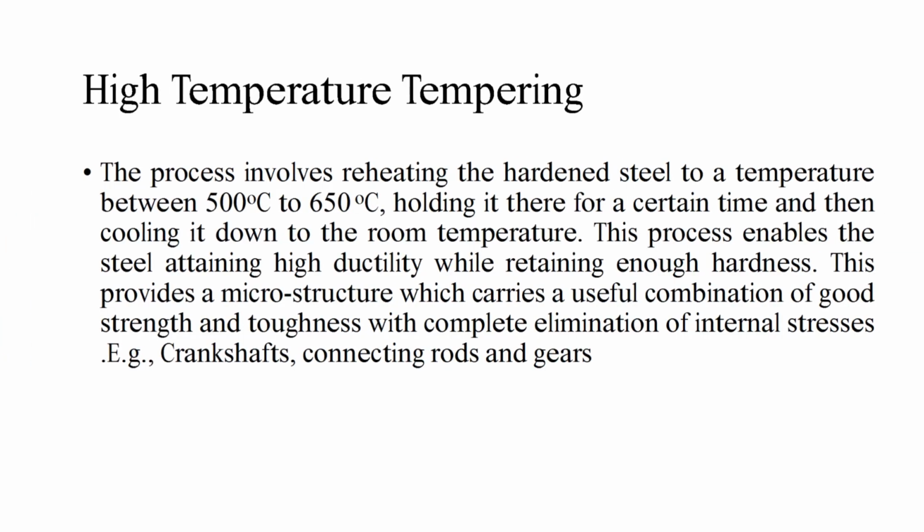Finally, high temperature tempering. This process involves reheating the hardened steel to a temperature between 500 degrees Celsius to 650 degrees Celsius, holding it and then cooling it down. This enables the steel to attain high ductility while retaining enough hardness. It provides a useful combination of good strength and toughness, with complete elimination of internal stresses. Examples of its use include crankshafts, connecting rods, and gears.